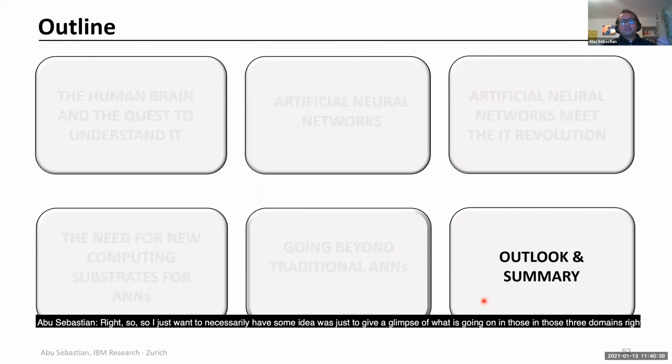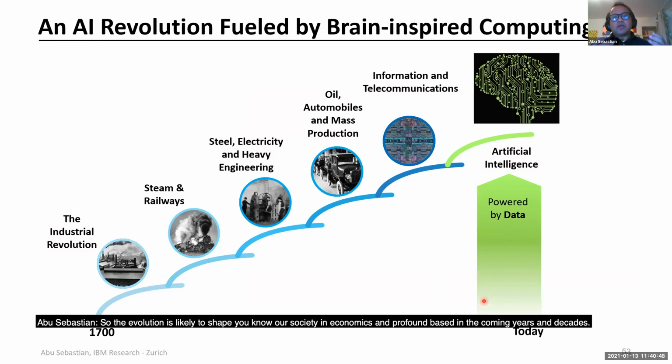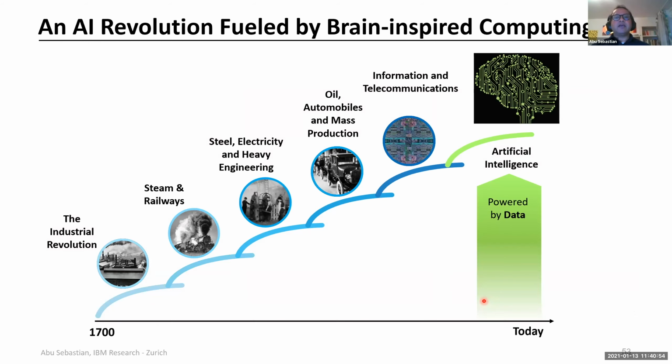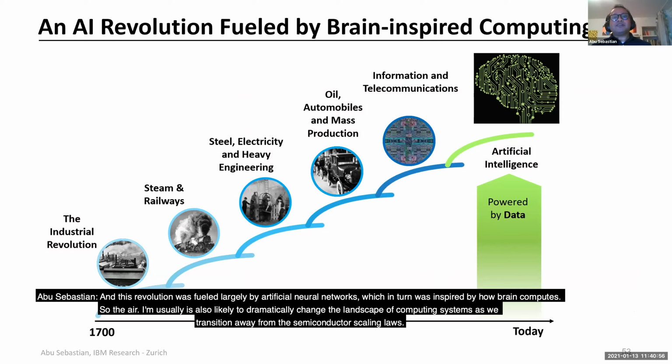Right, so as I said earlier, my idea was just to give a glimpse of what is going on in those three domains. The AI revolution is likely to shape our society and economics in profound ways in the coming years and decades. And this revolution was fueled largely by artificial neural networks, which in turn were inspired by how the brain computes. So the AI revolution is also likely to dramatically change the landscape of our computing systems as we transition away from the semiconductor scaling laws.